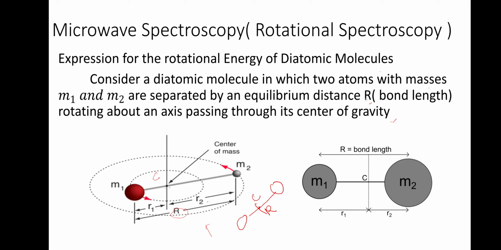Okay, the diatomic molecule in which two atoms with masses m1 and m2 are separated by an equilibrium distance are rotating about an axis passing through the center of gravity. See, it is shown here, the rotation path.